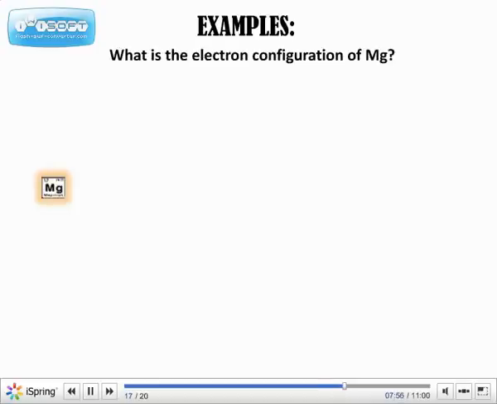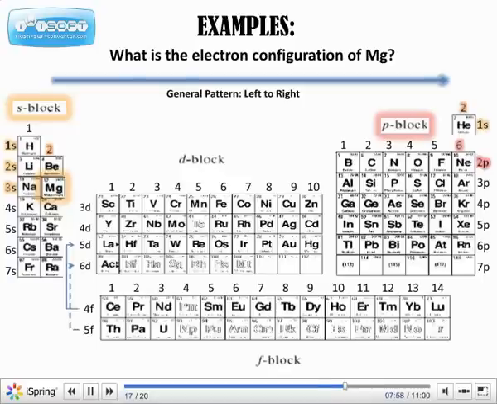What is the electron configuration of Mg? Again, let's locate it on the periodic table. Always start from H. 1s2. The first period's complete. 2s2. 2p6. 3s2. And you stop at Mg. So your answer will be 1s2, 2s2, 2p6, 3s2.